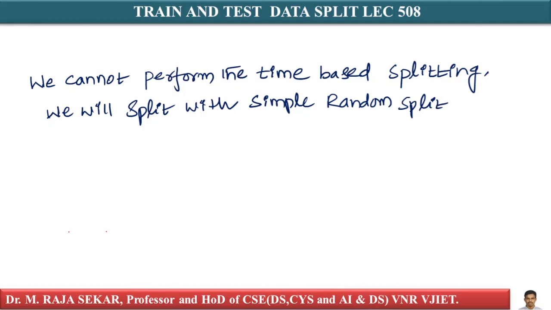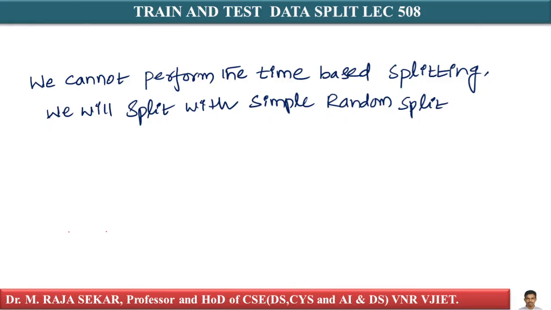The ideal thing is time-based split, where we will use all the data till time small t to build our model and to predict, so the model can predict the future followings or the future edges accurately. That's what we actually do in the real world. But because we don't have the timestamp data, we cannot perform the time-based splitting. We will split with the simple random split. We are simply randomly splitting the data.